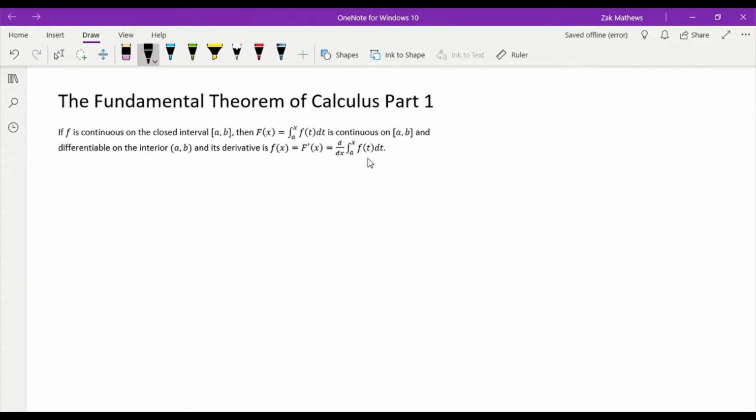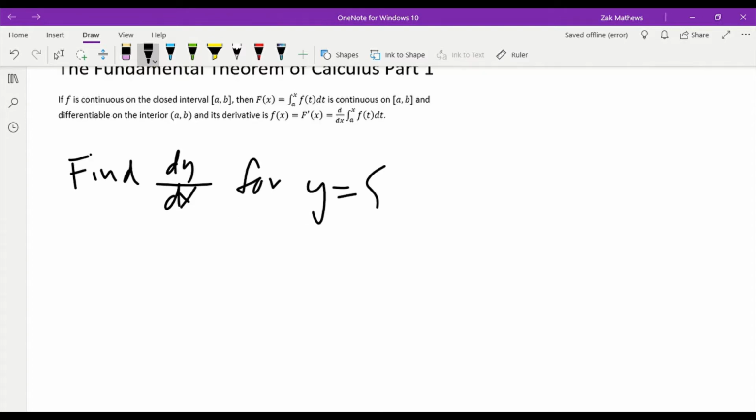So let's take a look at what I mean with that different variable in there, and let's just see how it all works. Let's find dy dx for y equal the integral from a to x of 2t dt. So we're starting with this one equation, y equals an integral. Currently that function is in terms of t, the independent variable t, but we're integrating out to a variable x. We want to find the derivative of this thing.